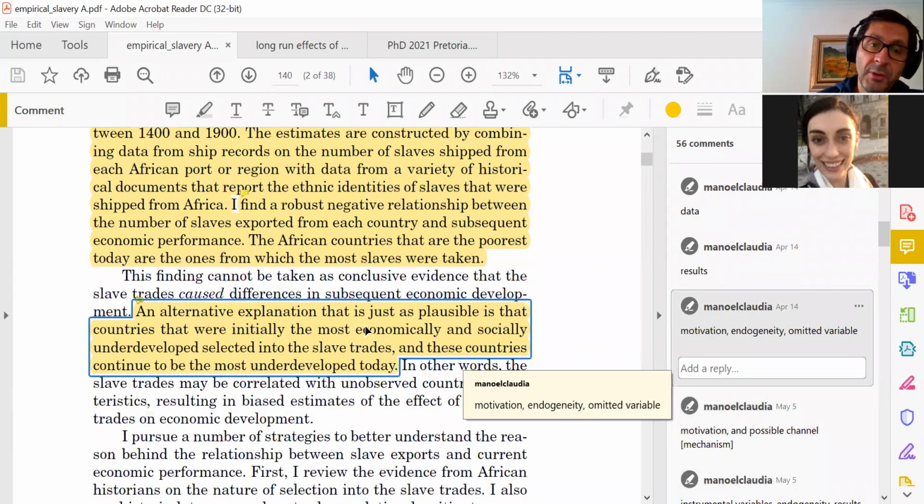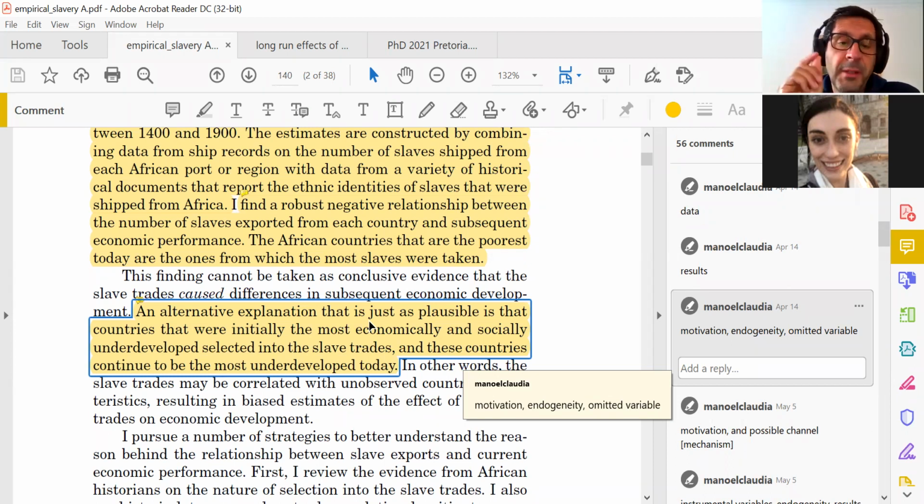Now he talks a little bit about possible threats to validity of his identification strategy, right? The usual threat to validity for any identification strategy is possible endogeneity, for all sorts of reasons. And that's what he talks about there.